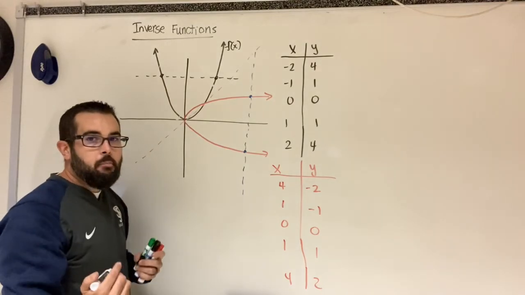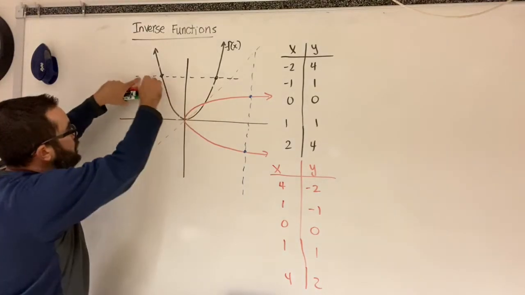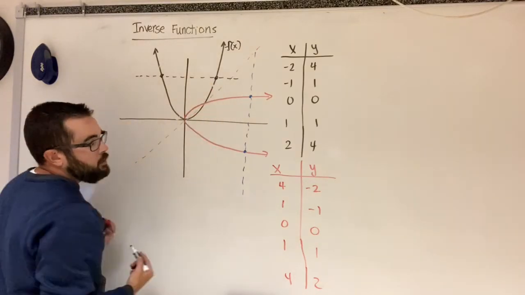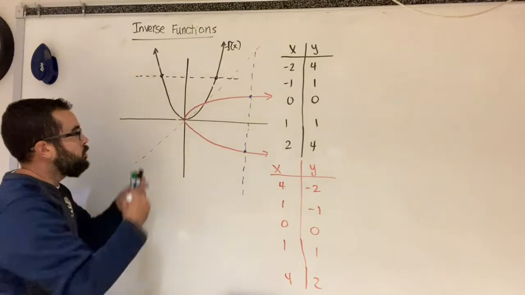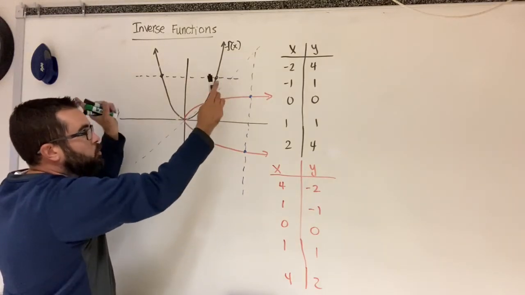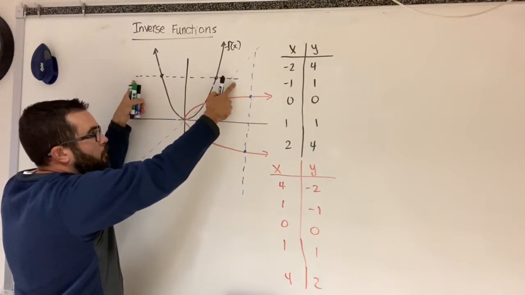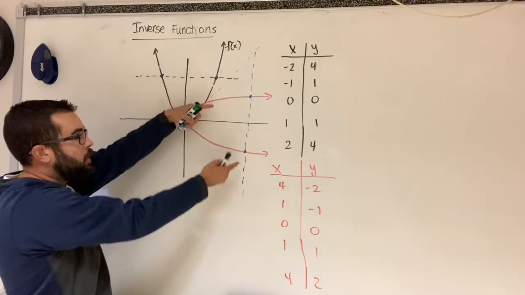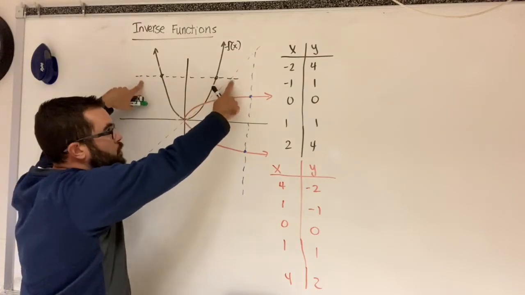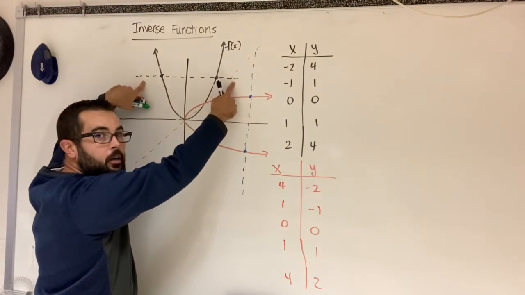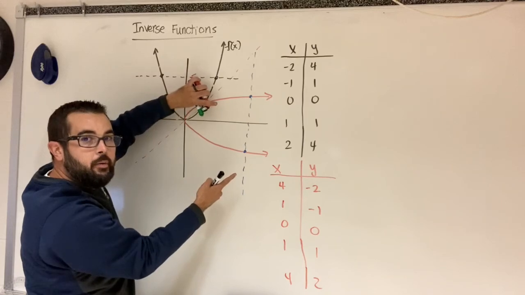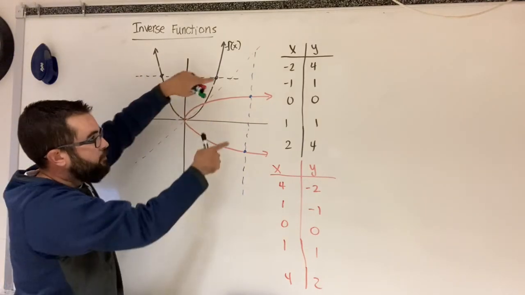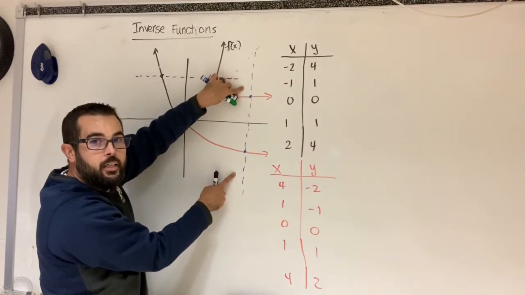And let's think about why that might happen. What happens to horizontal lines when you take the inverse? Well, those horizontal lines, the x and y switch places. So this is an equation in the form of y equals some number. So it becomes x equals some number. So if it fails this test, it's going to fail the vertical line test on its inverse.